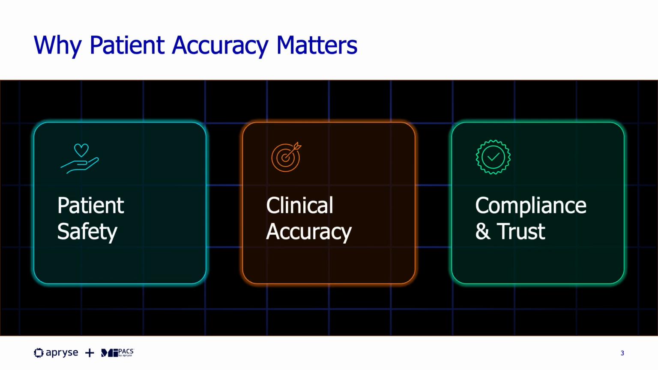Keeping patient information accurate is critical to patient safety. Correct data supports accurate diagnoses. It prevents medication errors. It ensures patients receive the right care. Accurate data also supports care coordination, regulatory compliance, and billing. When patient data is wrong, the consequences can be serious. This affects both patients and providers.